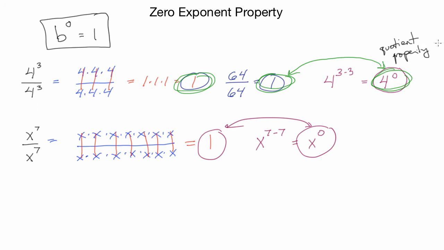Okay, hopefully that makes sense for you guys. It was a good explanation about why anything to the 0th power equals 1, and you can use it as you're working with expressions that involve exponents and simplifying exponents.